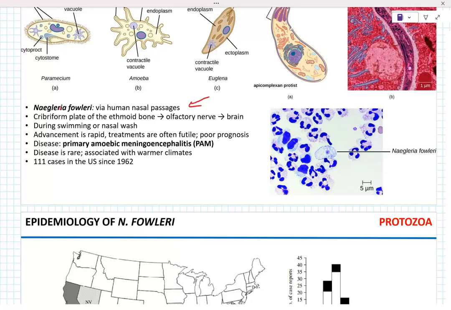These amoebae exist in soil and in stagnant, more or less stagnant waters, like ponds and lakes. When human kids swim in the water, they can snort some of the water, and this amoeba can go through the roof of the nasal cavity, through the cribriform plate and ethmoid bone, straight into the brain, resulting in primary amoebic meningoencephalitis.